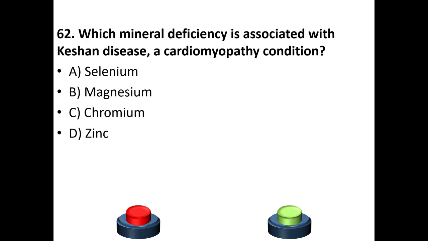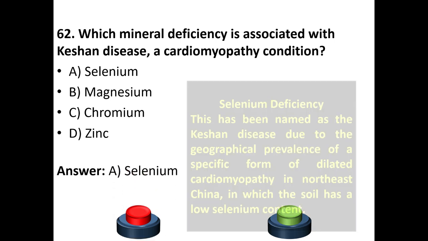62. Which mineral deficiency is associated with Keshan disease, a cardiomyopathy condition? Selenium, magnesium, chromium, zinc. Which is the answer? Here the answer is A, selenium.